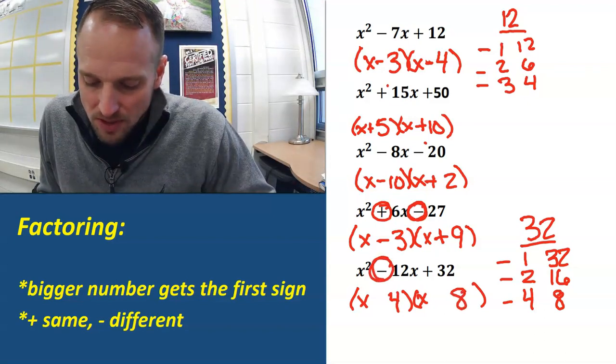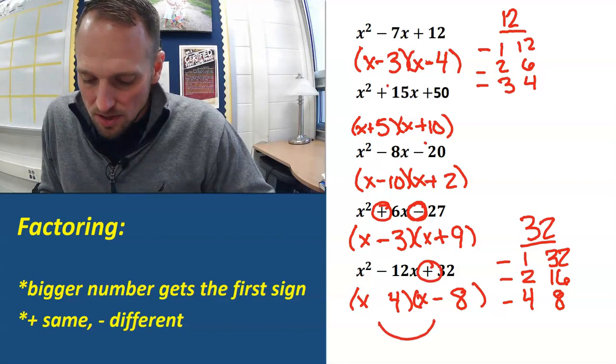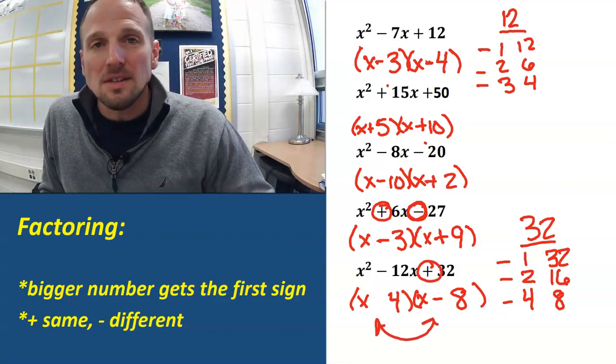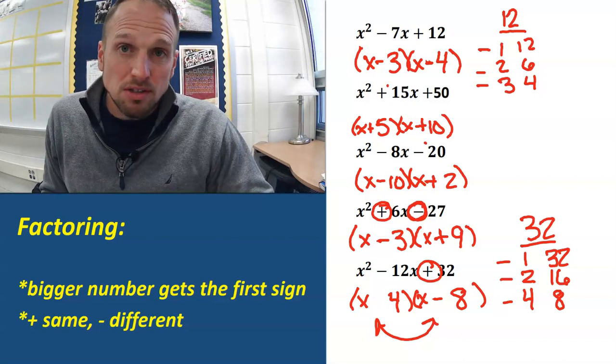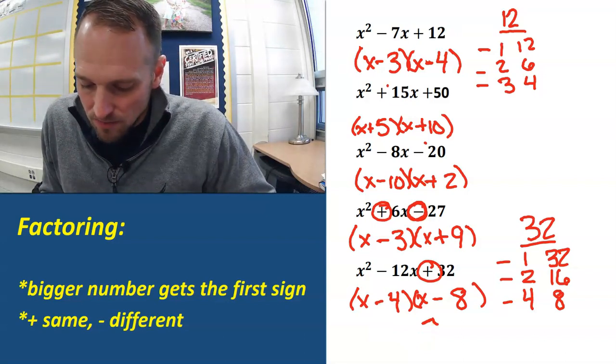Bigger number always gets this first sign, so that's going to be a minus 8. And since this sign is a plus, that means these two signs have to be the same. If it's a plus, the signs are the same. So that was a minus 8 and a minus 4.